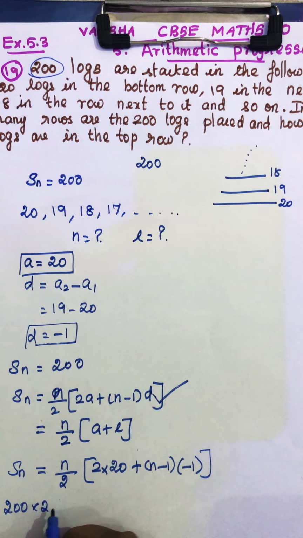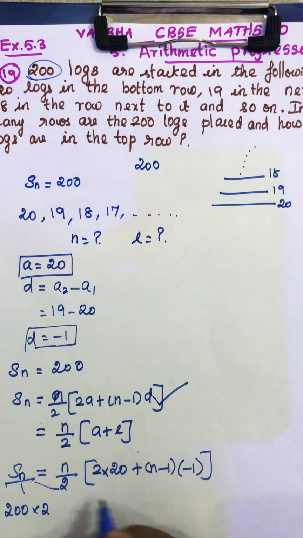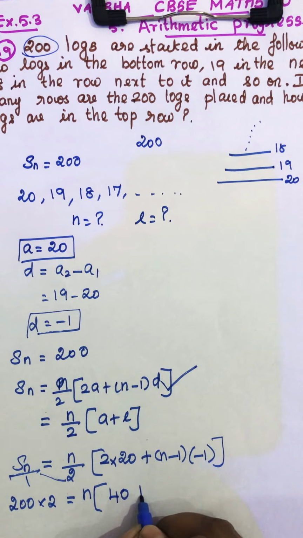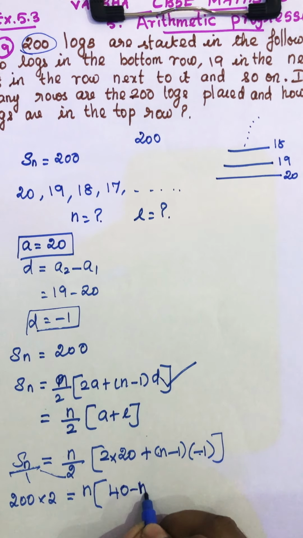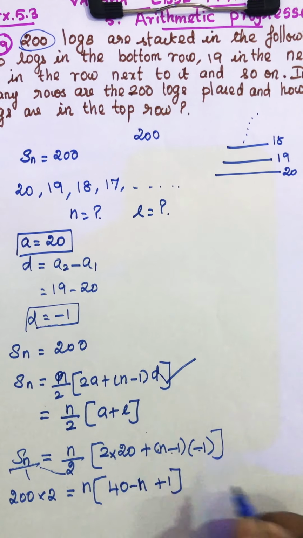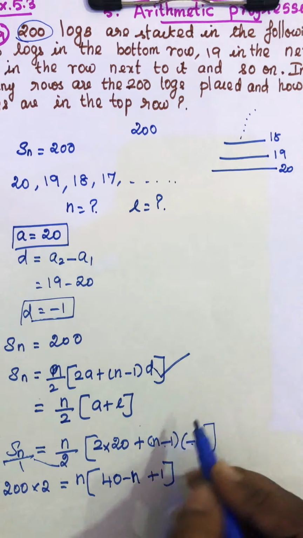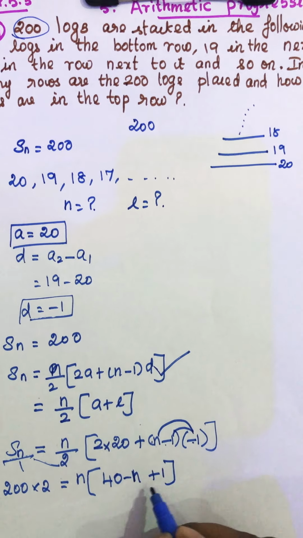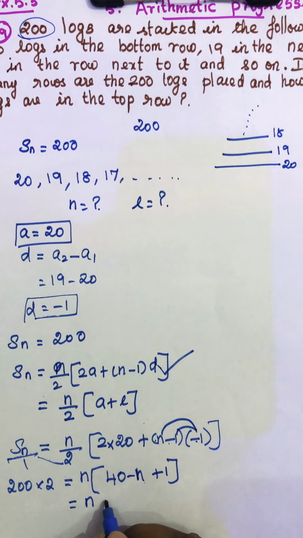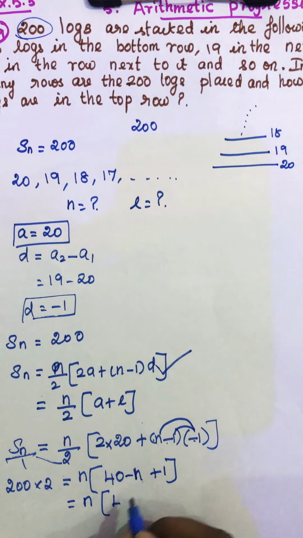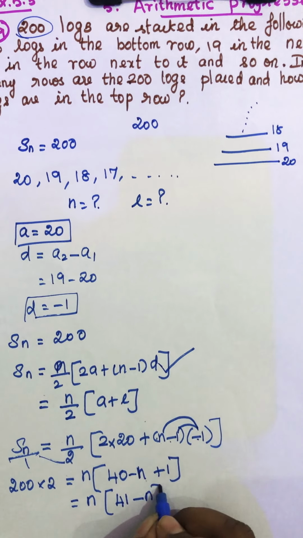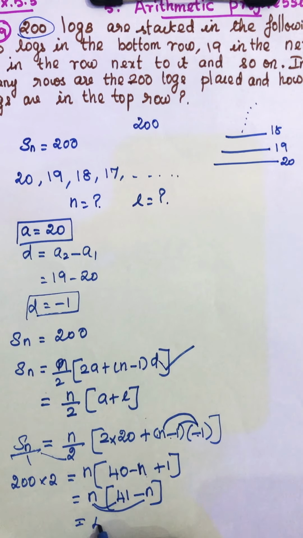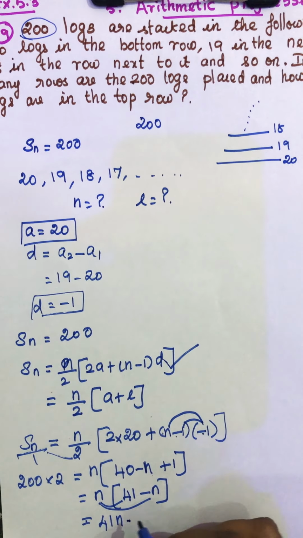So the 2 goes across by cross multiplication. So this is n, here this is 40. Minus 1, if you multiply, you will get minus n and plus 1. Students, do you understand? Just multiplying by minus 1 and minus 1, so plus 1 minus n. In the next step, see, this is n into 40 plus 1, 41 minus n. So by n you multiply this, and here this is 41n minus n square.